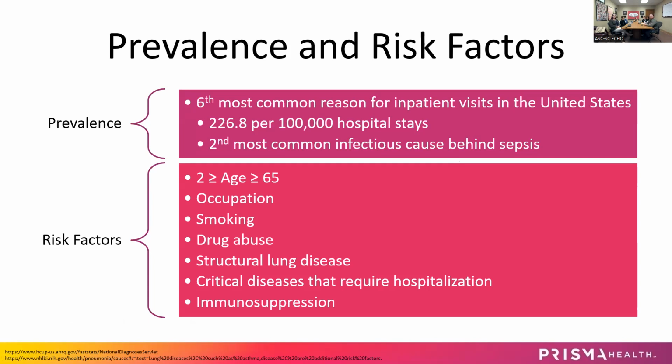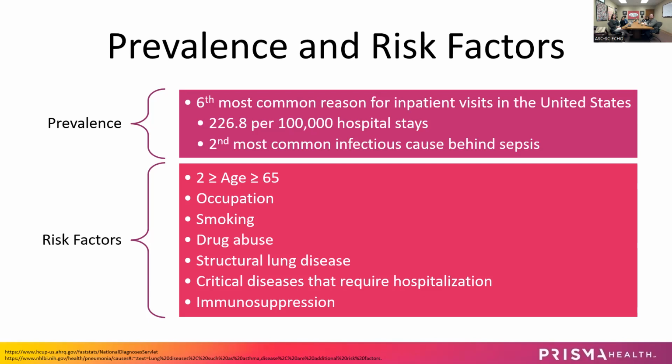Risk factors for developing pneumonia and having complications secondary to pneumonia include extremes of age. So patients who are less than or equal to the age of 2 and greater than or equal to the age of 65. Certain occupational hazards, obviously, anyone who's going to be inhaling irritants, coal miners, et cetera.